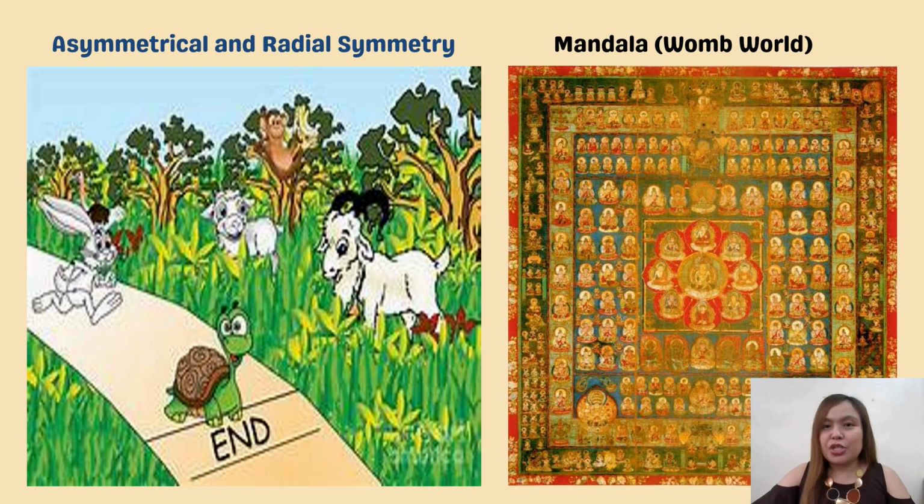Now, this second picture of the mandala is an example of radial symmetry because the pictures are arranged in a manner that it seems to radiate from the center or form a circle. So if you can see, there is the impression of all these Buddhas rotating, circling the central figure, and that gives us a perfect example of radial symmetry.